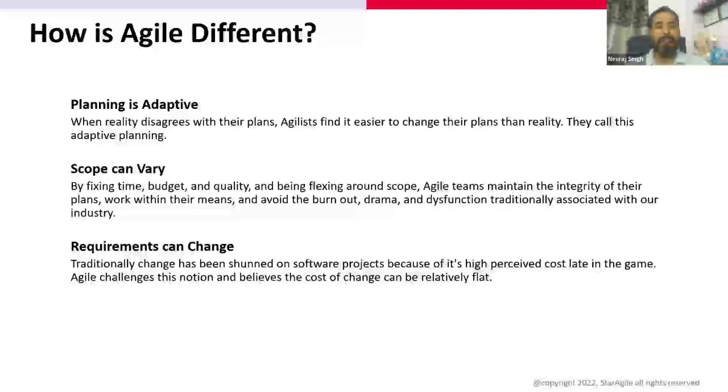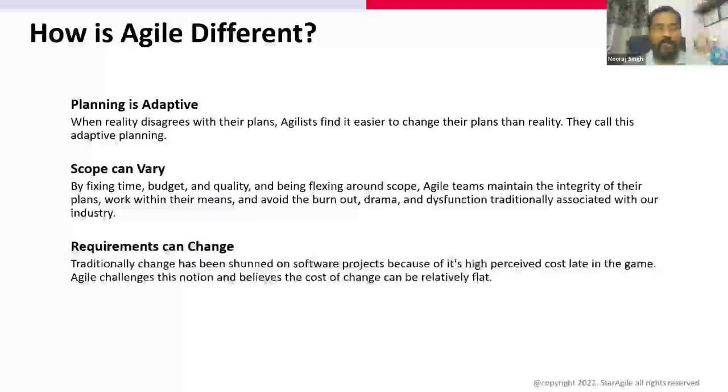Then we have the definition of scope, which can vary depending on the expectations of the business and what they would look forward to having. In this context, we say that scope can be varied depending on the expectations of the customer.